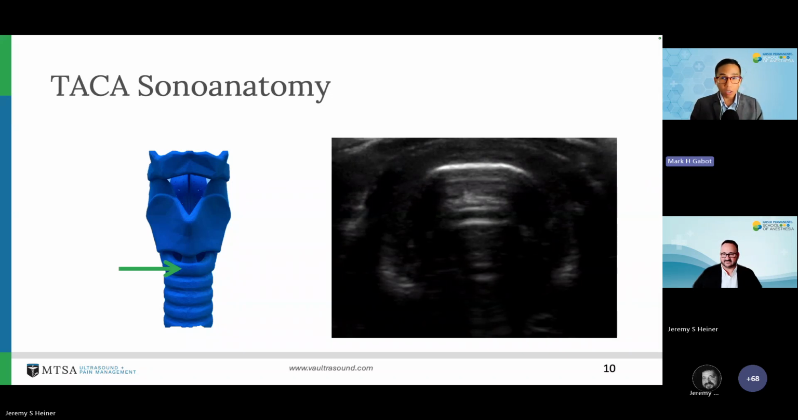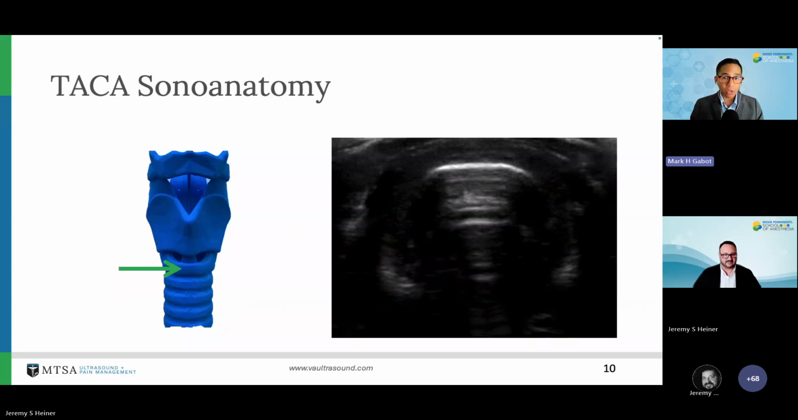As we continue more caudally, now we visualize the actual cricoid cartilage. Now, unlike the thyroid cartilage, the cricoid cartilage appears as a more rounded hypoechoic structure surrounding the airway. Sometimes some people call it horseshoe shaped because of its almost arch-like appearance. Notice that it's very smooth as opposed to the triangular shape of the thyroid cartilage. The cricoid cartilage serves as that inferior landmark of the cricothyroid membrane.